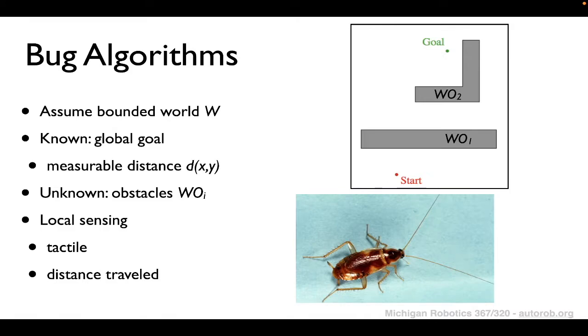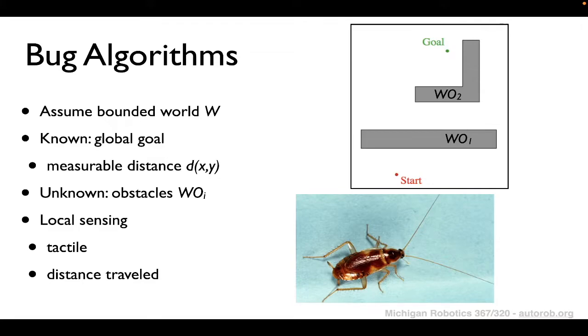So there's some distance function that we can take between any 2 points within this world and get out a distance. And in addition, there are some number of unknown obstacles, which we'll denote with this WO for the world obstacles. And finally, as input to the algorithm, what we have are two forms of local sensing. So we'll have tactile sensing and also a notion of distance traveled.